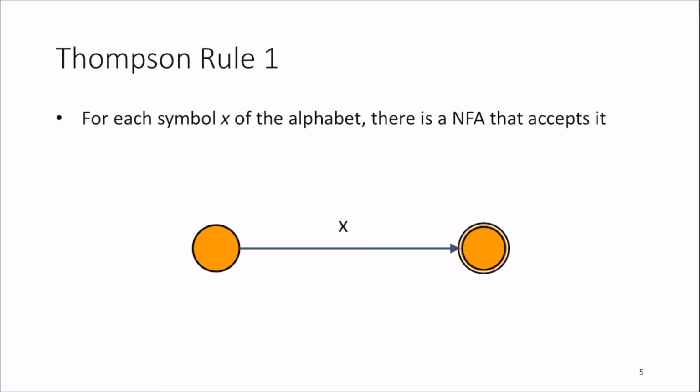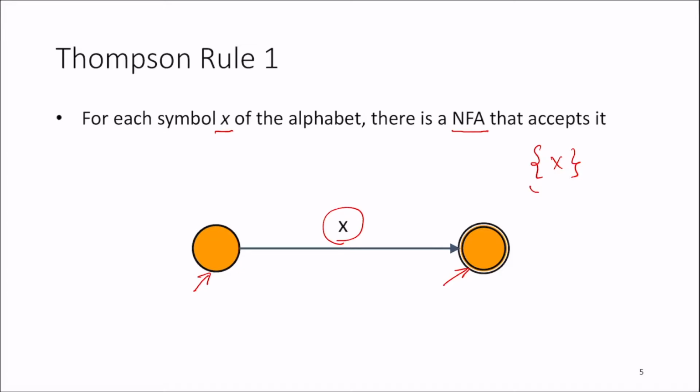Thompson rule number 1 is sort of the base case. For every symbol X of the alphabet, there is an NFA that accepts it. That's a very simple NFA that has a single start state. It has an edge on the input symbol X and it reaches a final state. So if I have a language containing a single string X, then this NFA is definitely going to recognize that set of strings, right?